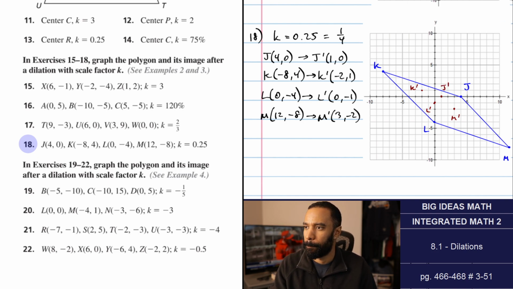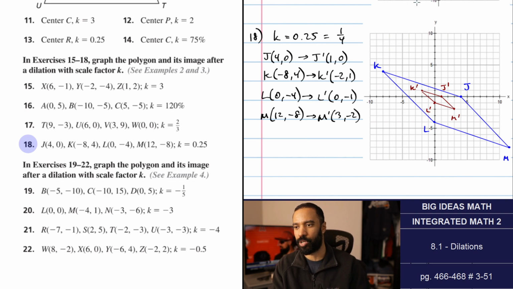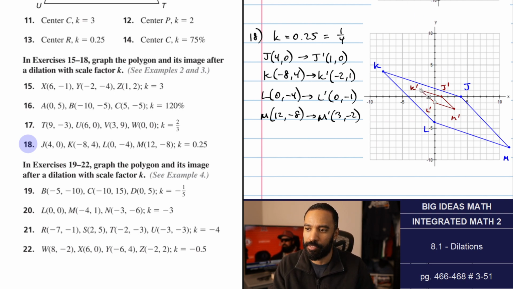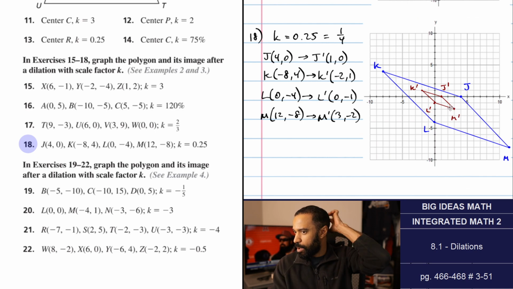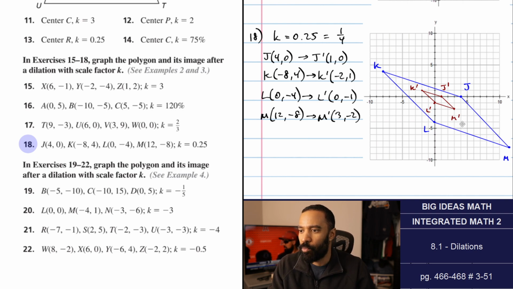Okay. And yes, it's important that you label your points. Very, very important that you label your points there. Yeah, I'm convinced this is a parallelogram. Both of them, of course, are, because angles are preserved. If opposite angles were congruent, they stay congruent. By golly.